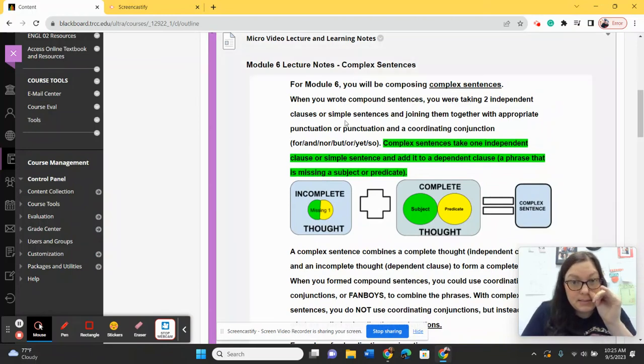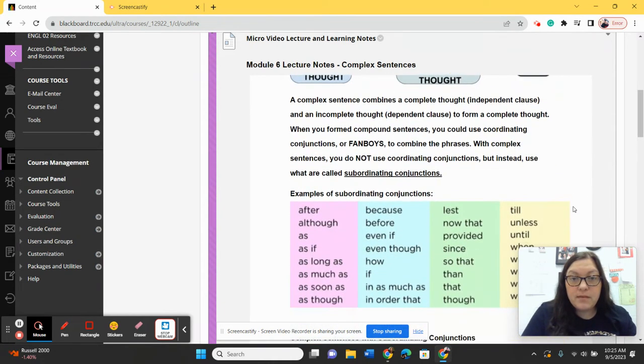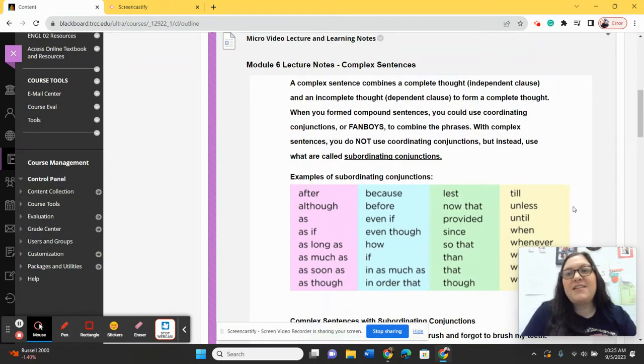Complex sentences are taking one independent clause or simple sentence and adding a dependent clause to it, a phrase that is either missing a subject or a predicate. So we have a complete thought, a complete sentence. We are adding an incomplete thought, something that is either missing the subject or the predicate, and we are adding them together to make a new type of sentence. A complex sentence combines a complete thought, an independent clause, and an incomplete thought, a dependent clause, to form a complete thought.